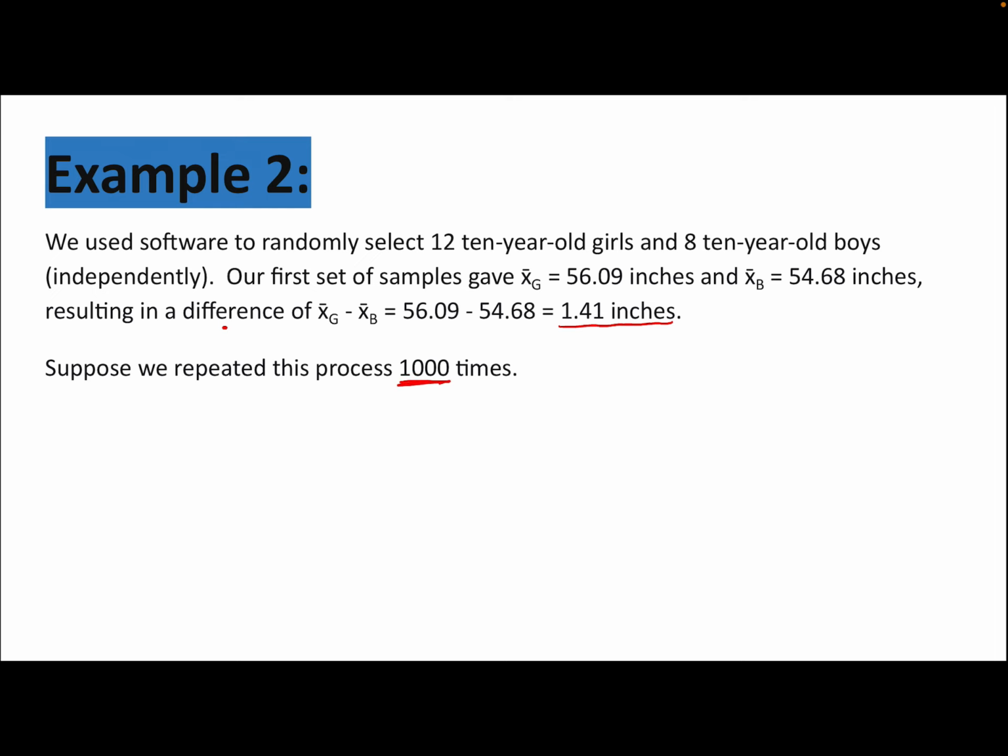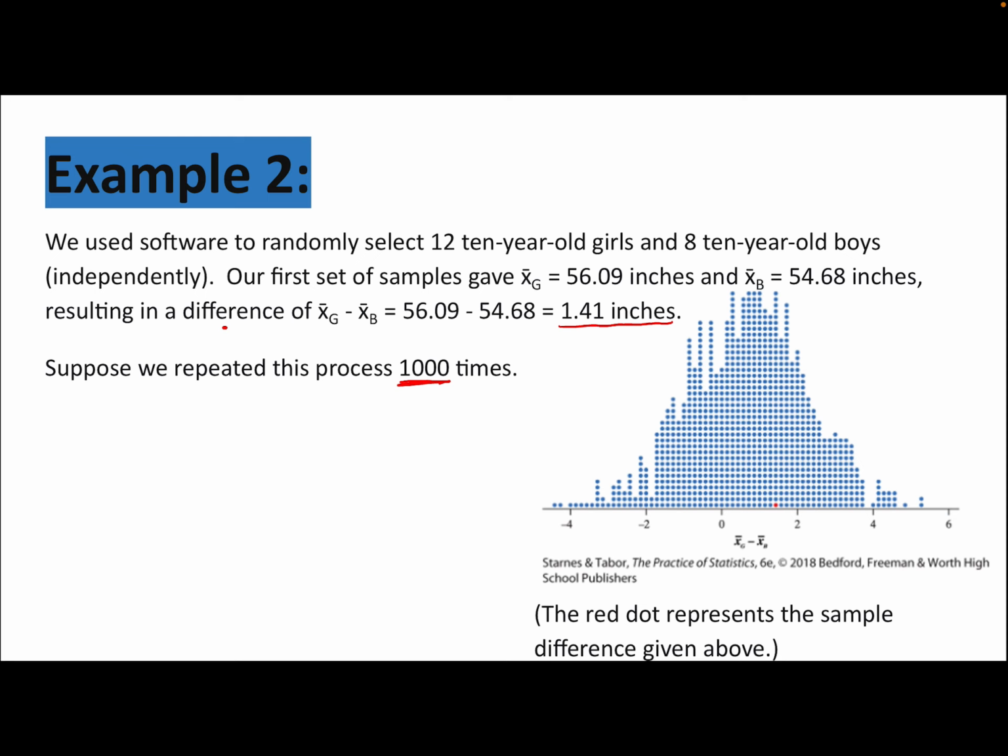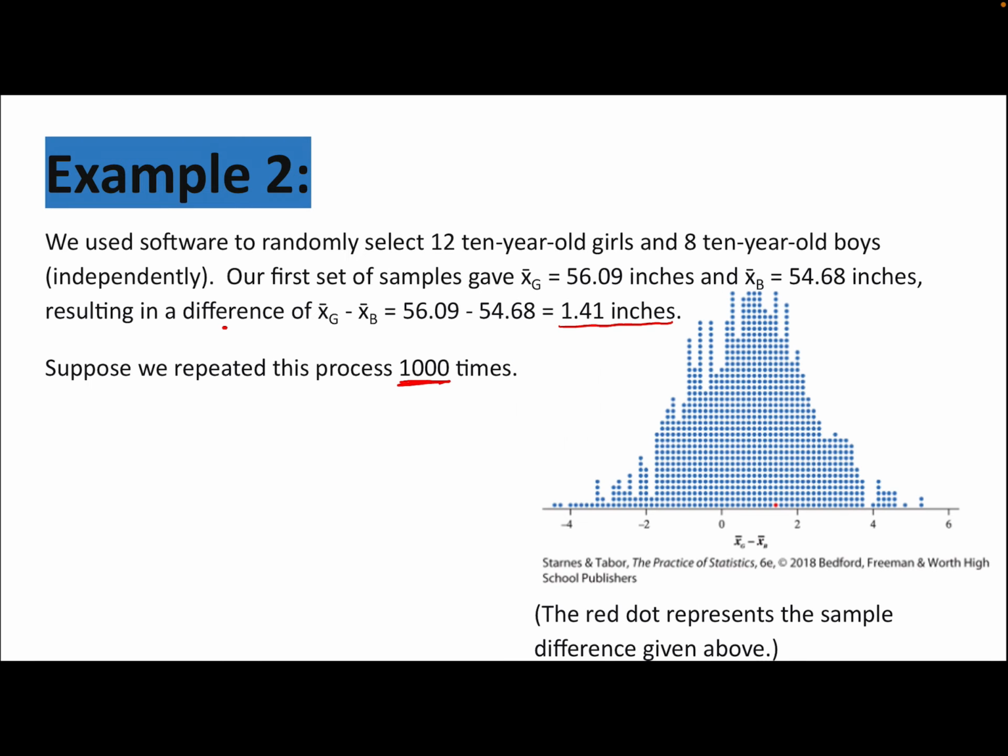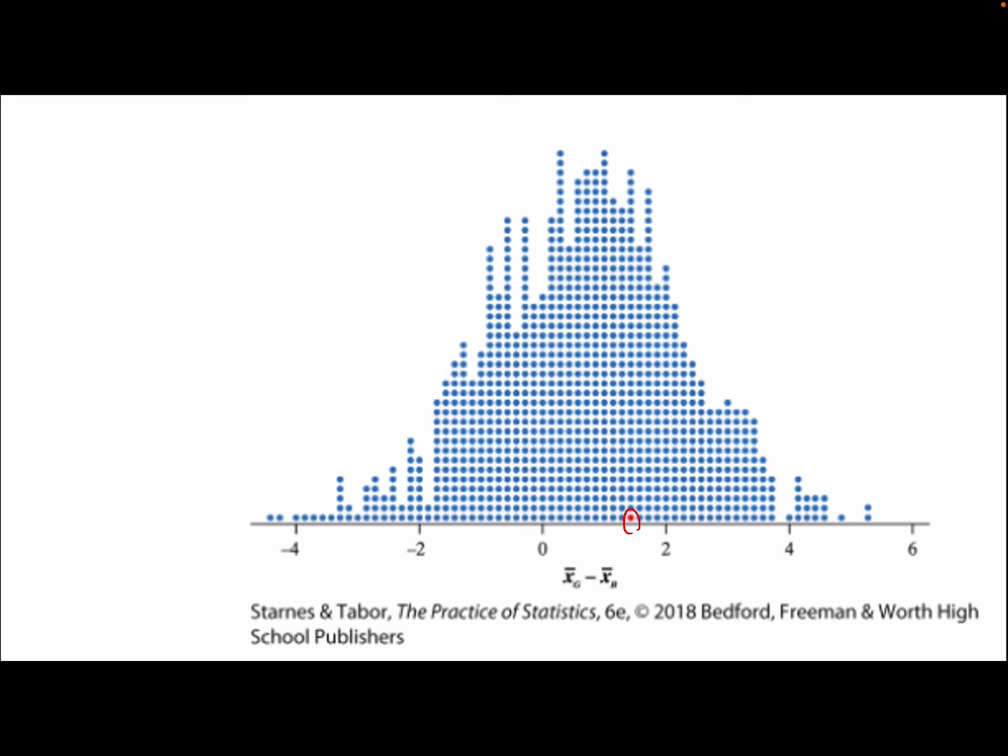So suppose we repeated this process 1,000 times. So we end up with 1,000 samples of 12 10-year-old girls and 8 10-year-old boys, and found the difference in the sample height each time. So again, we have our graph. That red dot right there represents the sample difference that I just talked about. But then we did this a total of 1,000 times.